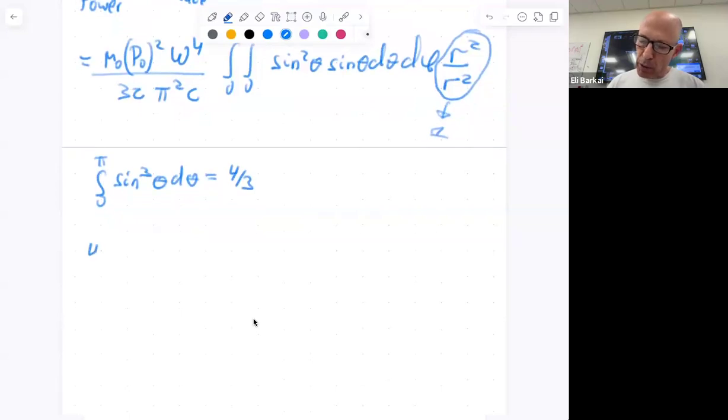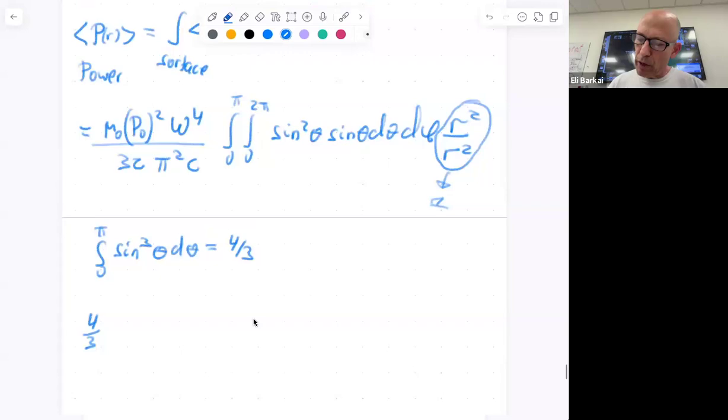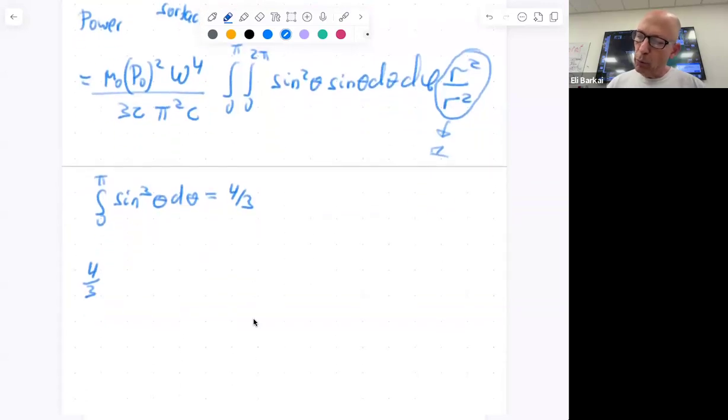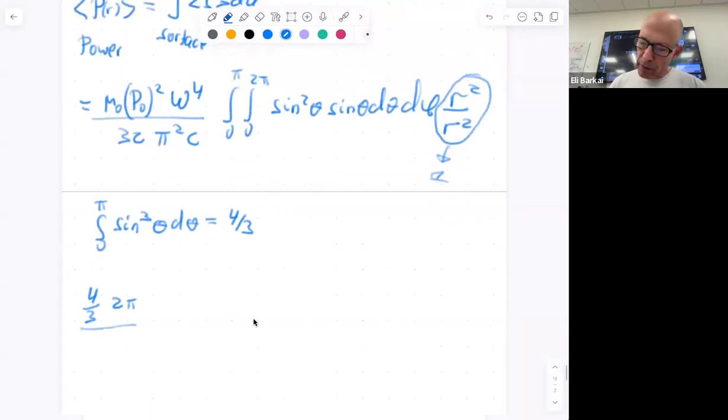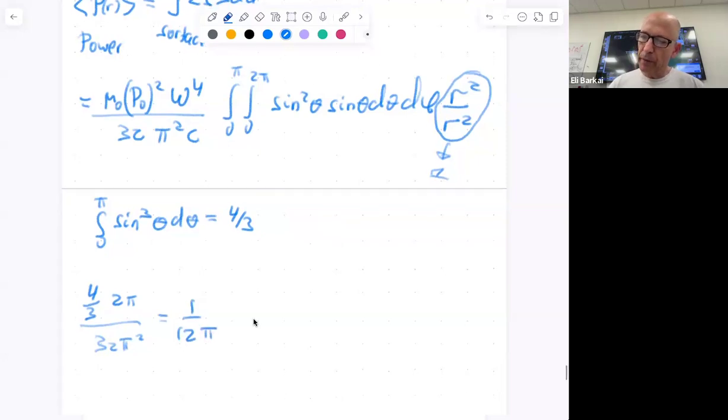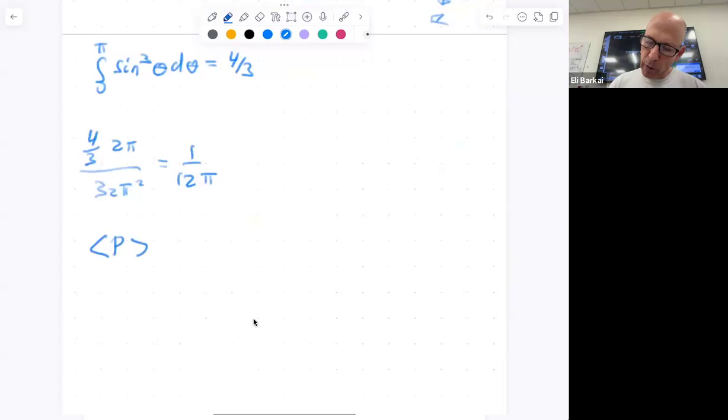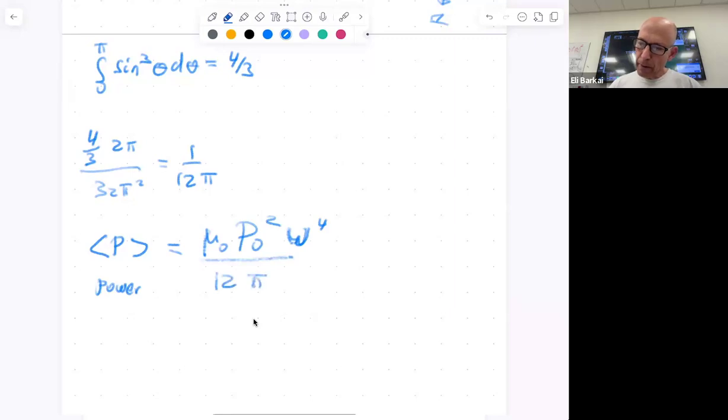Then if we look at all the numbers we have here, we have this 4 over 3 from this integration. We have 2 pi from the phi integration. We have this 32 and pi squared. All this gives 1 over 12. It's not a trivial number, times pi. And then the power, averaged over all the sphere, is this famous equation: U0 P0, omega to the power 4, over 12 pi C.